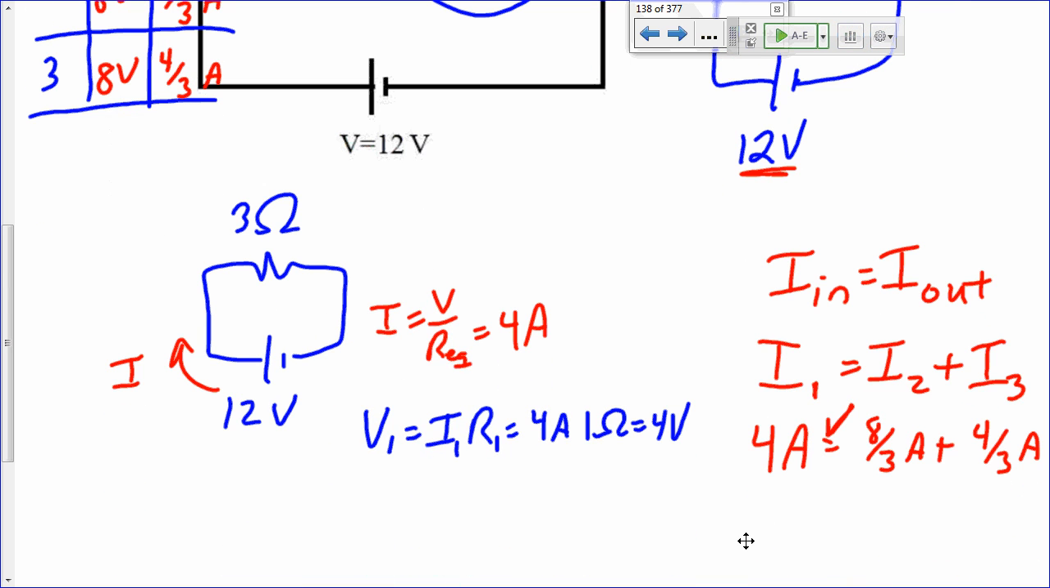All right, let's try another one. I think I have another one here. Okay, let's try this next one. First, find the equivalent resistance. Can I go down from here? All right, I'll give you just a sec.